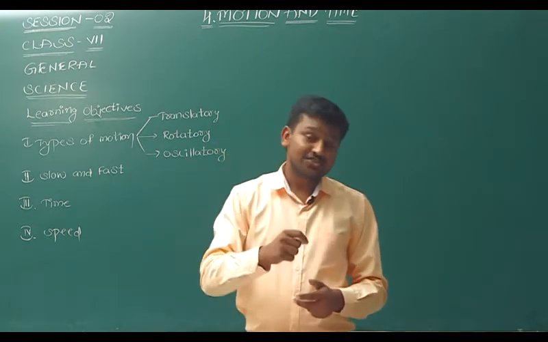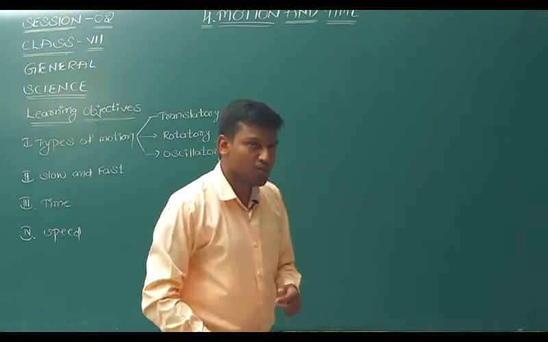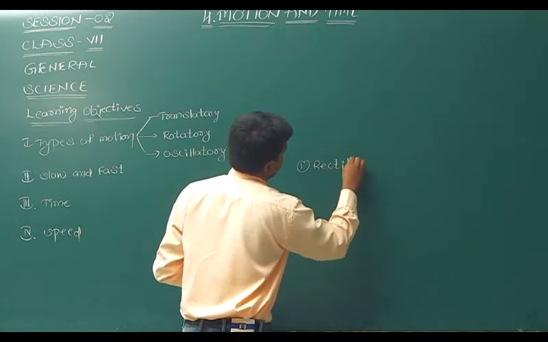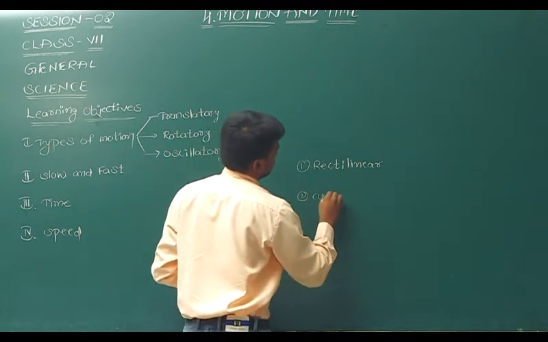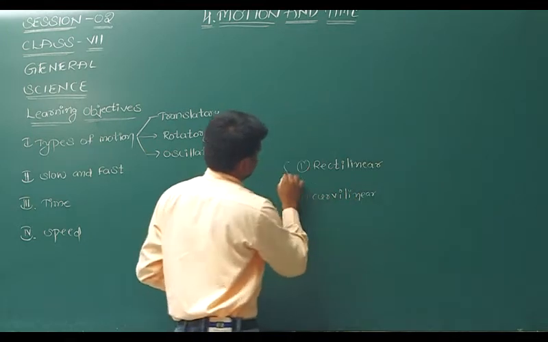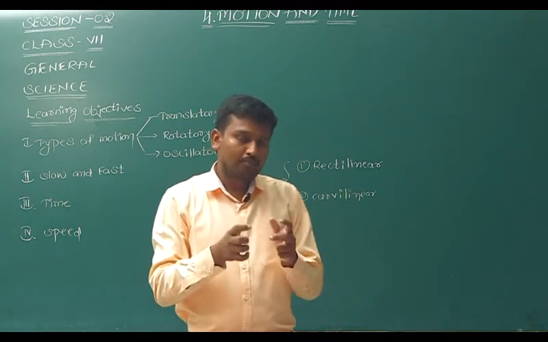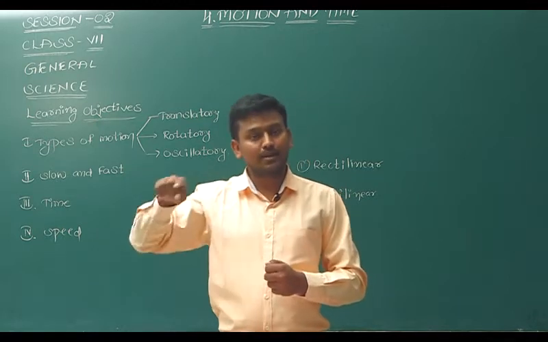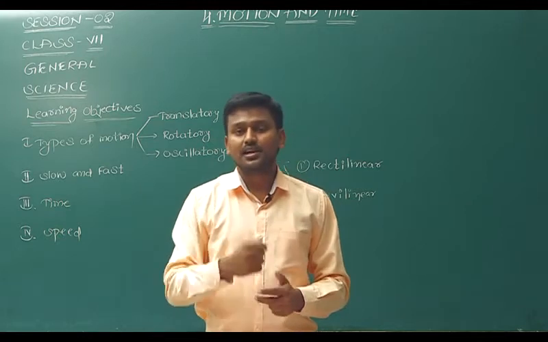And this translatory motion is also classified into two types. The first one is rectilinear motion and the second is curvilinear motion. So, before that, let us define what is translatory motion. If all particles of a body are moving along a straight path or a curved path, then that object is said to be in translatory motion.